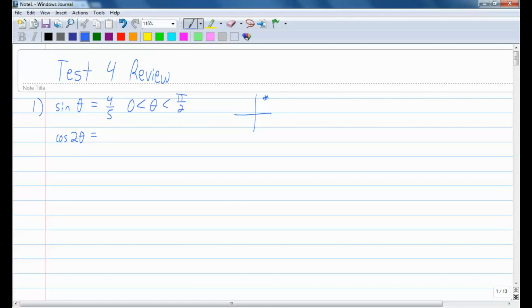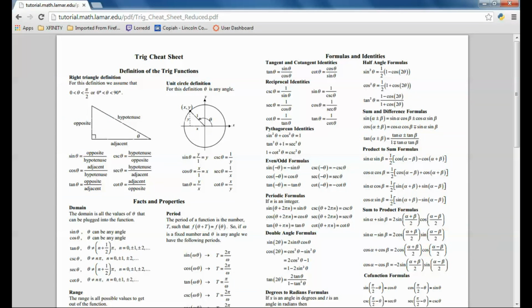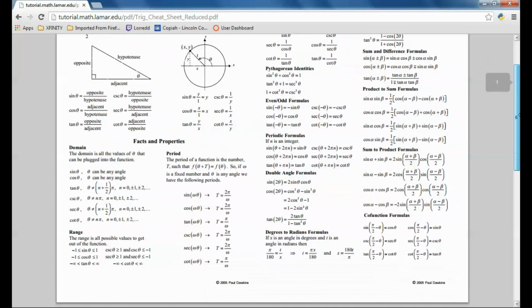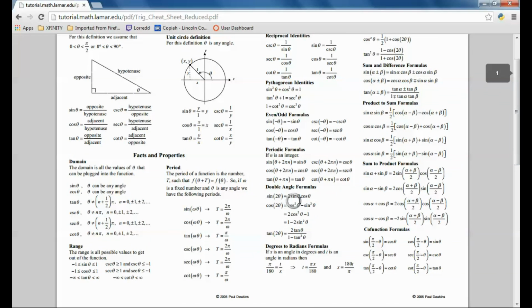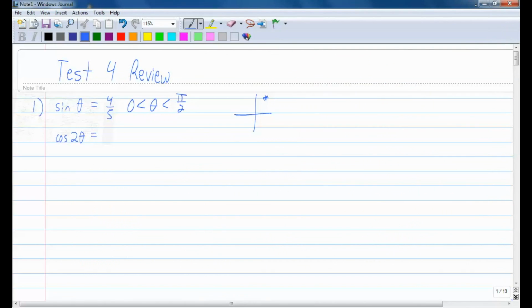We have 3 different formulas for the cosine of 2 theta. Right here on a formula sheet, I have these listed. We were given the sine of theta, so I would use the formula that just has sine in it. That would be the third formula, 1 minus 2 sine squared theta.